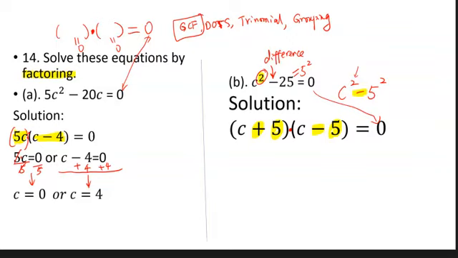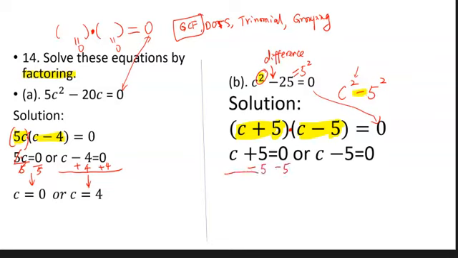So once we have the left-hand side factored, the right-hand side stays as 0. Now we can set each factor equal to 0. So we have C plus 5 equals 0 and C minus 5 equals 0. In each equation, we get C by itself. In the first case, we have to reverse addition. In the second case, we reverse subtraction. We do addition.